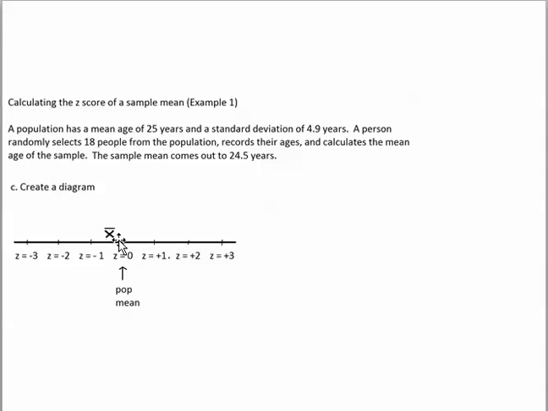So like I said, here's 25, the population mean. Here's a sample mean 24.5, and it's a little bit below the population mean. It's 0.43 standard errors, or about half a standard error below the population mean.